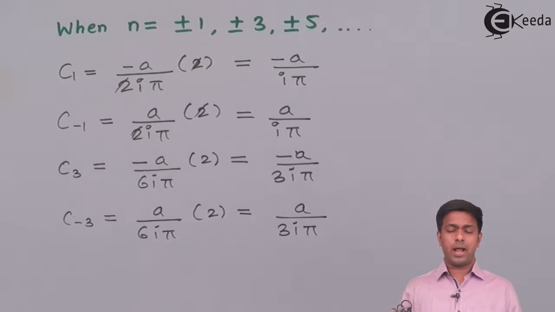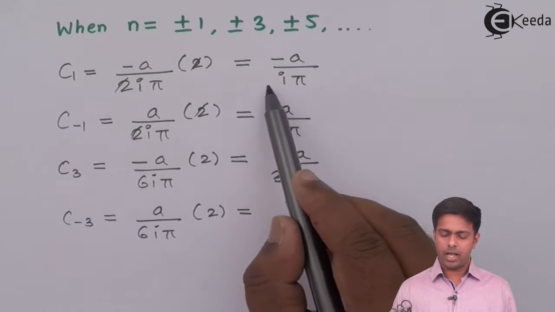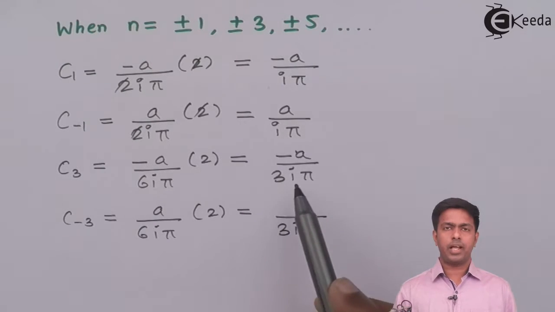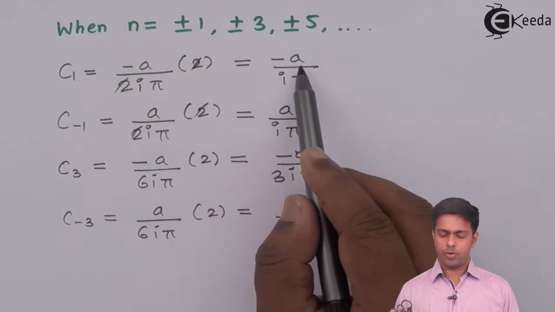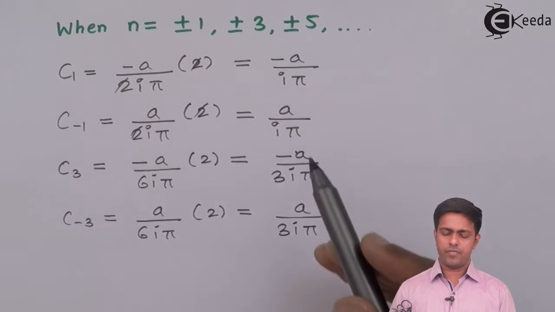Now guys, observe the pattern. When we want C1, here in the denominator we are getting 1iπ. For C3 we are getting 3iπ. For C5 we will get 5iπ, and so on. And similarly for positive values we are getting negative answers, and for negative values we are getting positive answers. So the same thing will happen with C5, C minus 5.